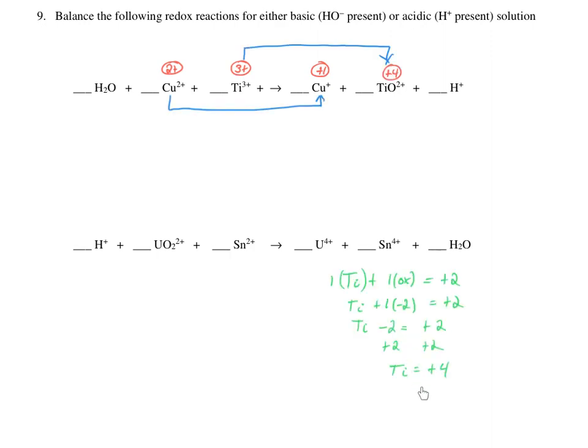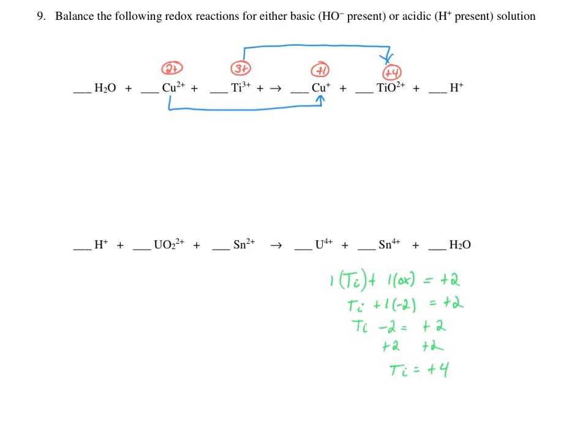Alright, and down here we show where we calculate the oxidation number of titanium. The sum of the oxidation numbers has to equal the net charge. The net charge here is plus 2. So we step through the algebra and we see the oxidation number of titanium is plus 4. We've connected up those things that are changing oxidation number.